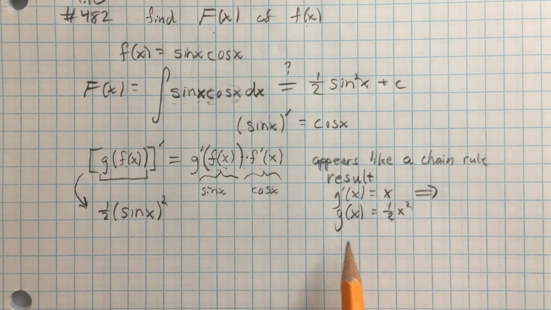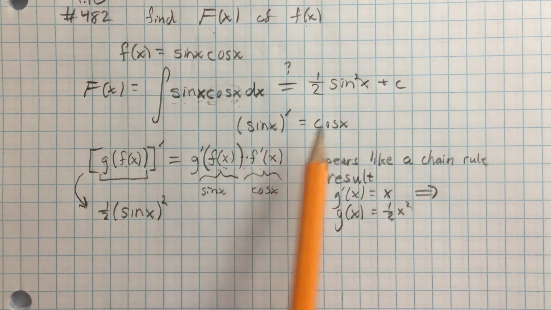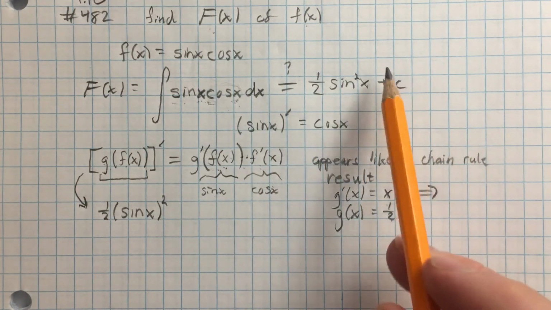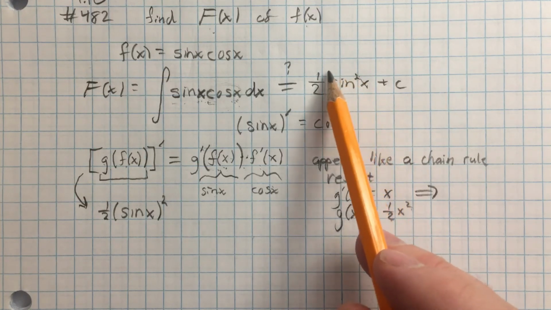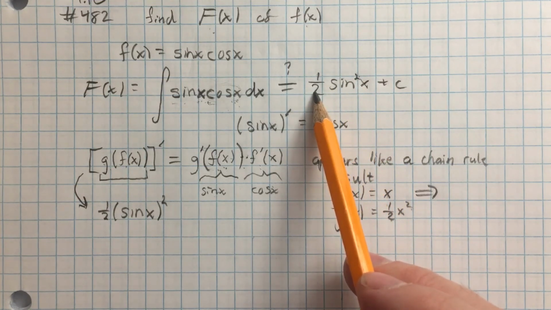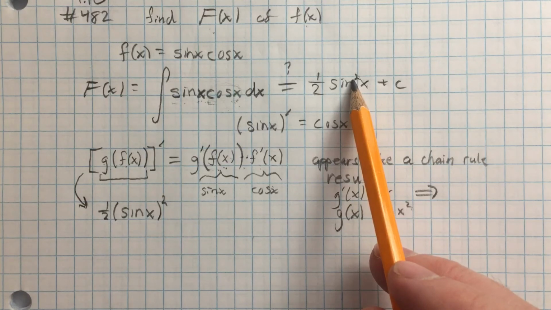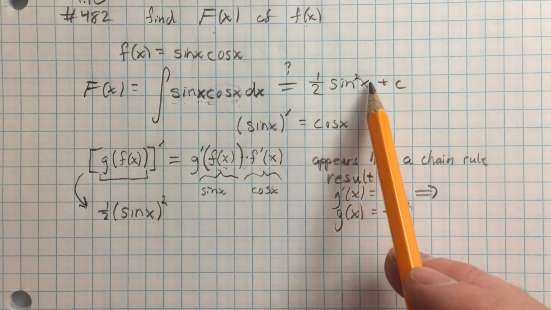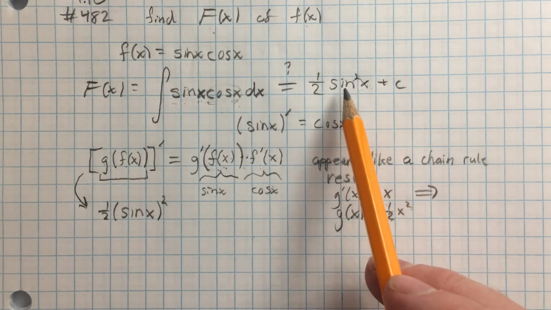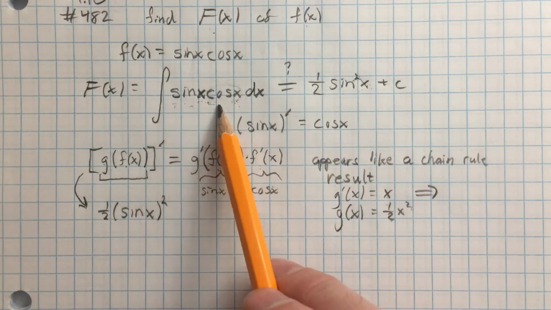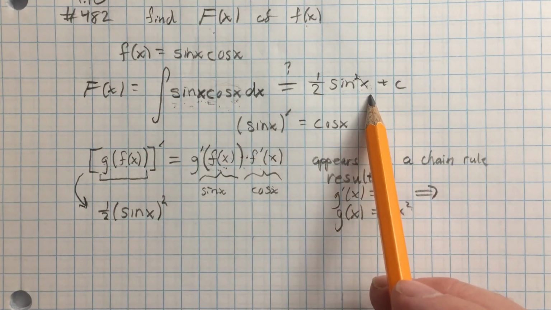Okay, so that was a lot of thinking. Let's make sure it's correct. Well, if I differentiate it, what would happen? The 2 would come down, cancel with the 1/2. I'd have sine x to the first power. But to complete the chain rule, I'd multiply by the derivative of sine x, which is cos x. It would give me exactly sine x cos x. It would give me the integrand. Therefore, this is the correct antiderivative.